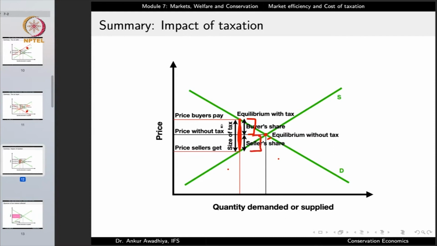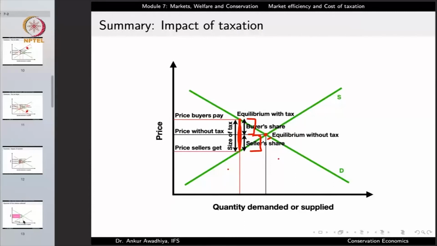And the total amount is known as the size of the tax. So this is the impact of taxation. Whatever happens, there is a certain amount of money that has to be paid by the buyer, and there is a certain share of the tax that has to be paid by the seller.